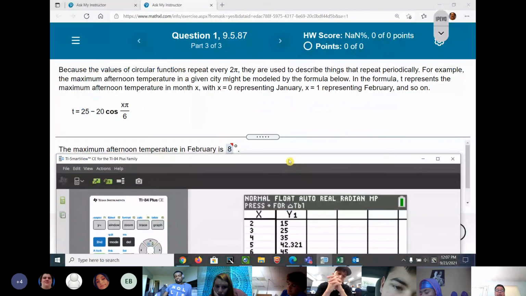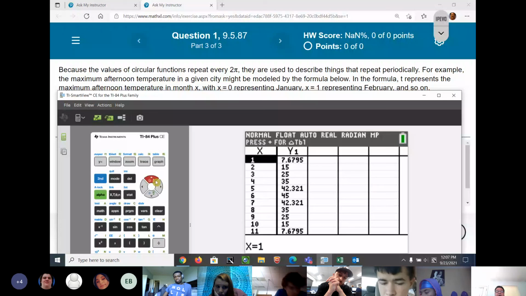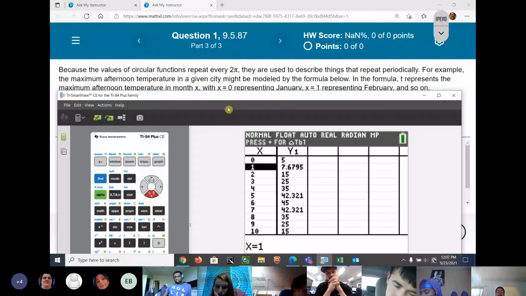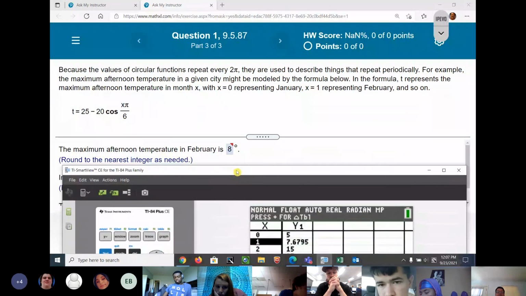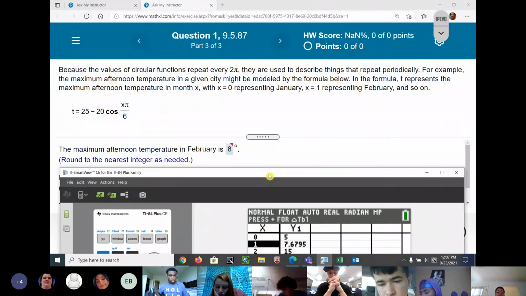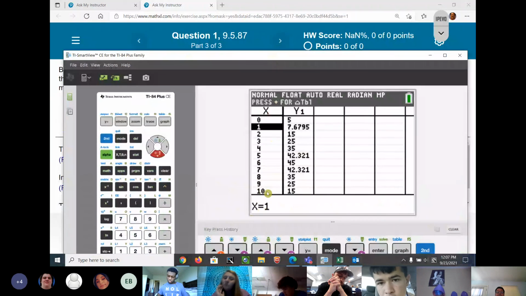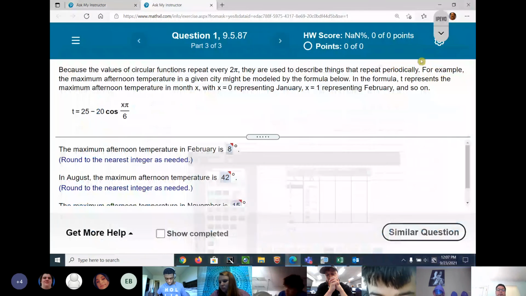Maximum temperature in February. Well, I got something. Okay, I'll have to look at it. There it is. February is 8 degrees. Okay, what is August? August is 42 degrees. And then in November is 15 degrees. So there's November right there. All right, that's how you do it. You just graph it.